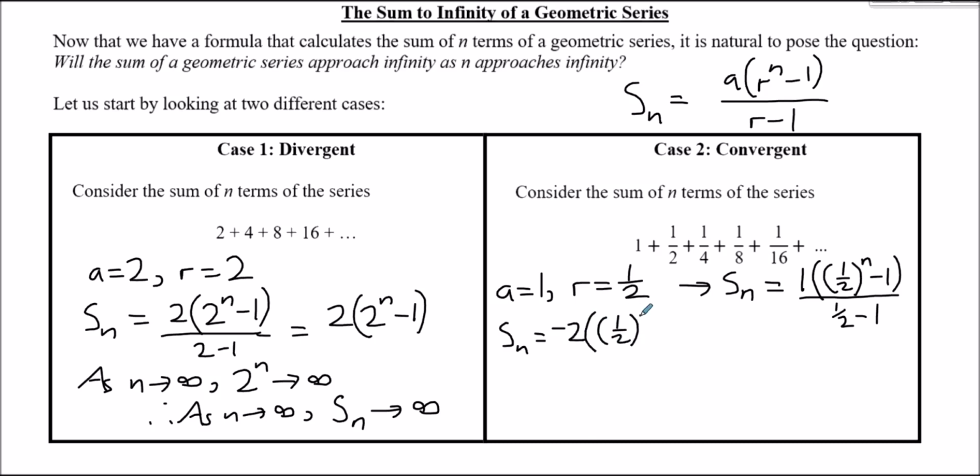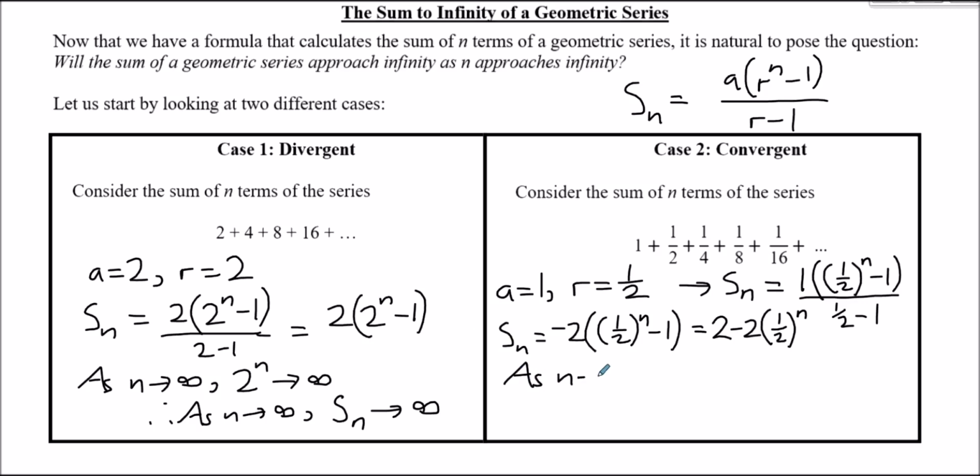1/2 to the n minus 1. And if we expand these brackets, minus 2, I'm going to multiply by minus 1 first. Minus 2 times minus 1 gives us positive 2. And then we're going to have minus 2 times a half to the power n. So now what's going to happen as n goes towards infinity?